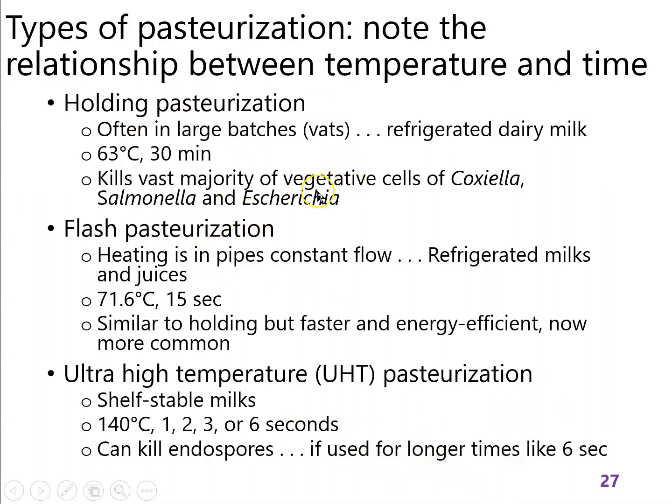These pasteurization techniques are for refrigerated milk. You don't have to sterilize it if you're going to keep it in a refrigerator, because even if there are a few endospores in it, they're not going to grow in the cold. And so pasteurization combines heat, which kills vegetative cells, with cold, which prevents growth. So heat is bactericidal, cold is bacteriostatic.